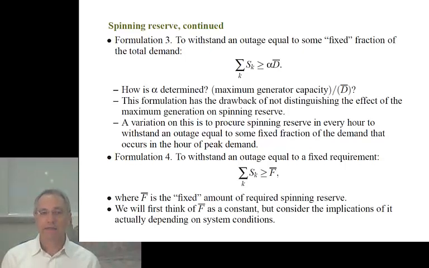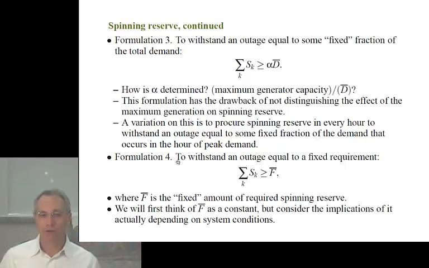Formulation 3 is to withstand an outage equal to some, I'll say, in quotes, fixed fraction of total demand. So we pick an alpha, and we require the reserves to be at least alpha times D overline. How would alpha be determined? Well, a typical choice is the maximum generation capacity divided by D overline, although, as we'll see, that has similar implications. This formulation has the drawback of not distinguishing the effect of the maximum generation on spinning reserve. A variation on this is to procure the spinning reserve in every hour to withstand an outage equal to some fixed fraction of the demand that occurs in the hour of the peak.